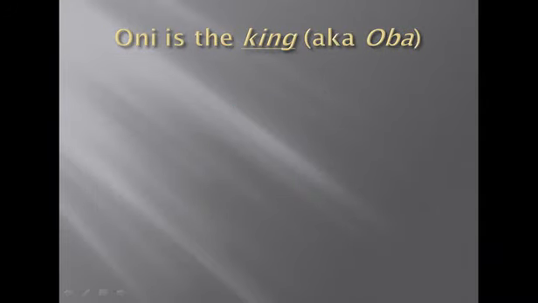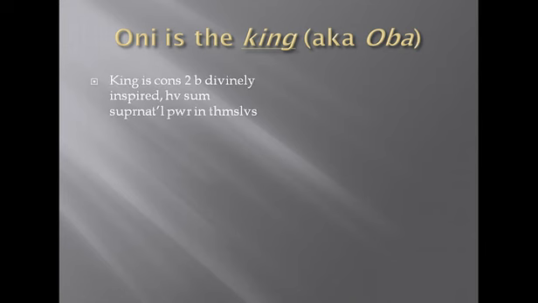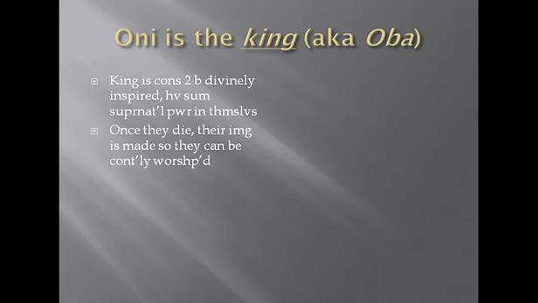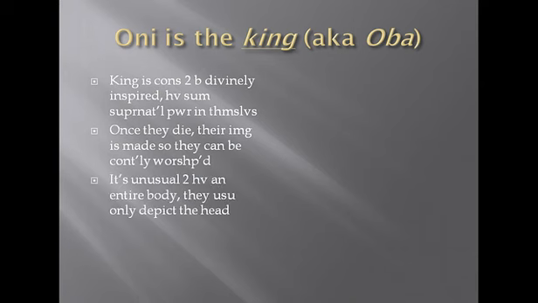Now, Oni is the king, aka Oba. King means Oba. And king is considered to be divinely inspired. They have some supernatural powers within themselves. Once they die, their image is made so they can be continually worshipped. It's unusual to have an entire body. They usually only depict the head.